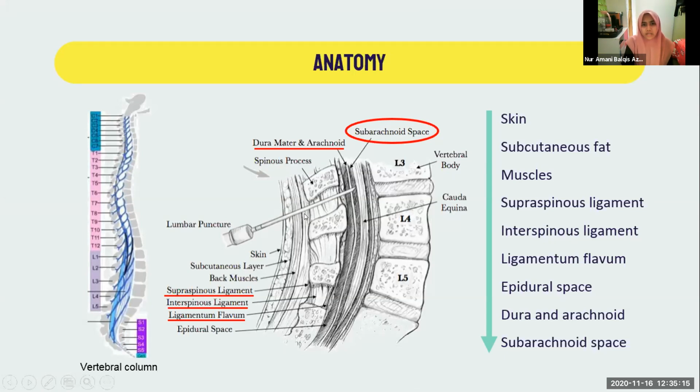And after that, we will find 3 ligaments, which are the supraspinous ligament, interspinous ligament, and also ligamentum flavum. When we go through these 3 ligaments, we will feel a popping feeling, which means we have already passed through the ligaments.